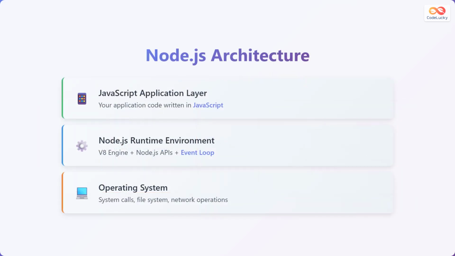Let's take a look at the architecture of Node.js. At the top, we have the JavaScript application layer, where your application code, written in JavaScript, resides. Then comes the Node.js runtime environment, which includes the V8 engine, Node.js APIs, and the event loop, which is at the heart of Node.js. At the bottom, we have the operating system, which provides system calls, file system access, and network operations.